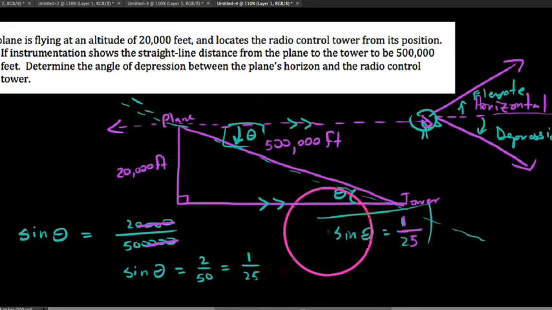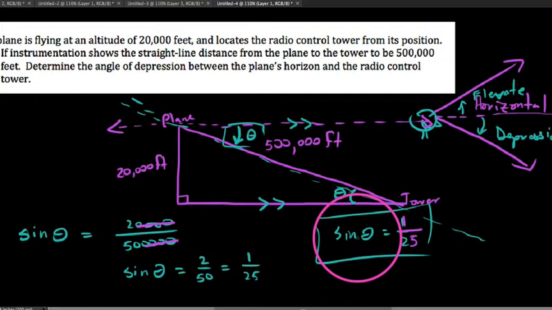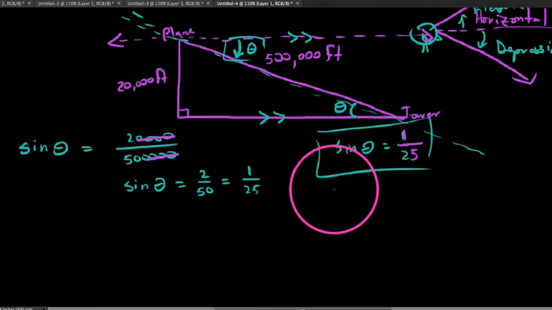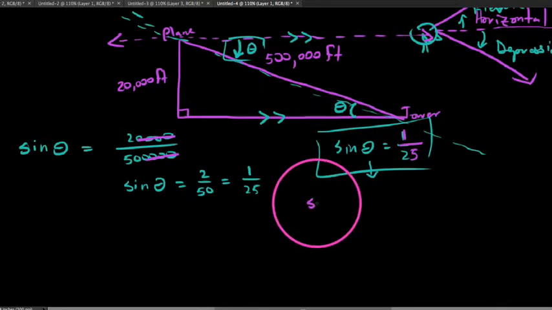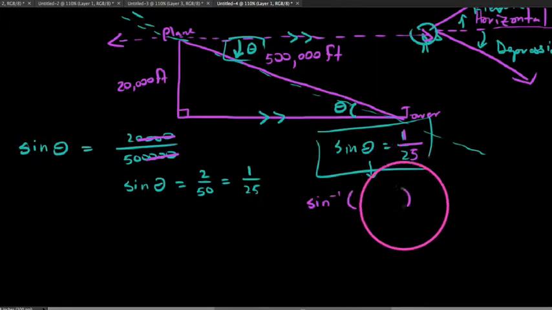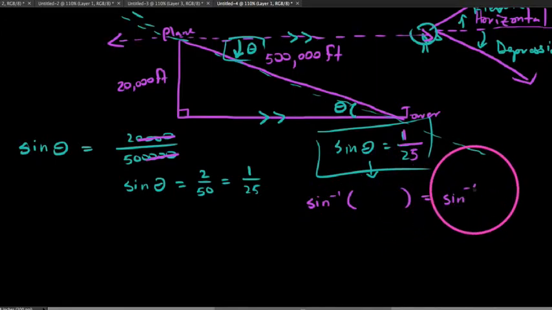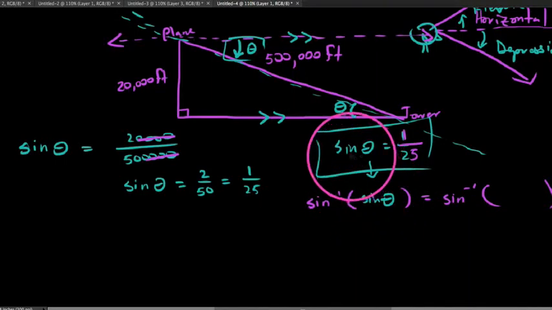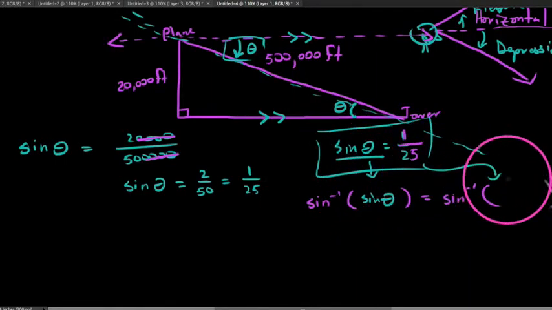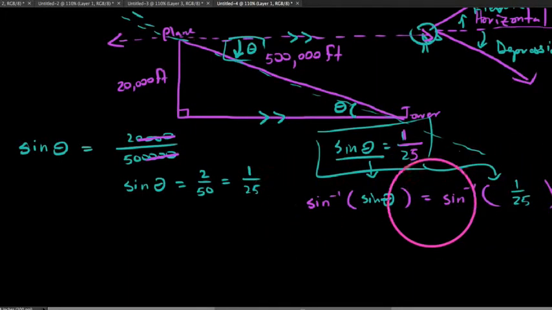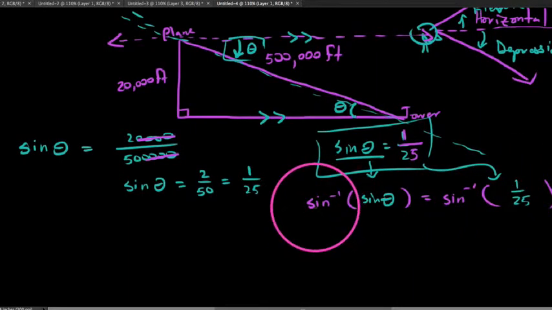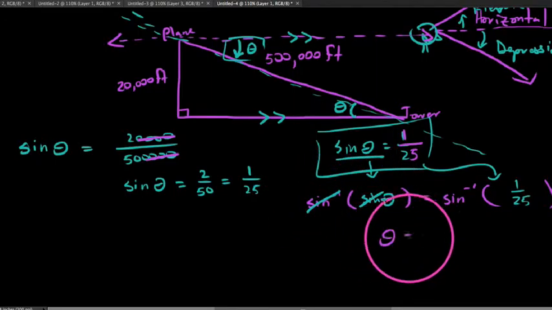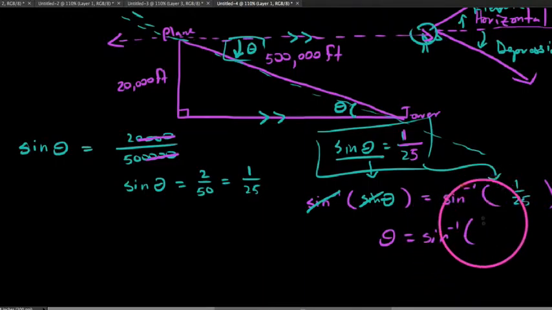So really, all of this setup here was just to use an inverse trig function to solve for this value. To get theta by itself, we have to undo our sine. And to undo our sine, we're going to take the sine inverse of everything on the left and the sine inverse of everything on the right of this equation. On the left side we had sine theta, and on the right side we had 1/25. If we take the sine inverse of both sides, then this equation is still equal. And what do we know about sine inverse of sine? Well, because they're inverses, they undo each other, and we're left with theta equals sine inverse of 1/25.